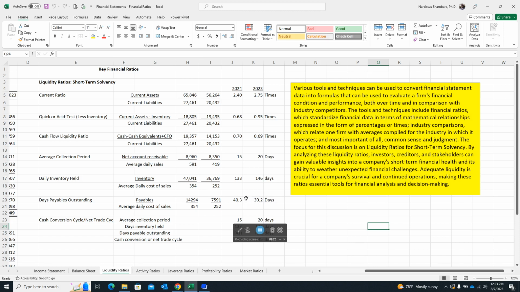They simply reflect the organization actually negotiating good terms for themselves, right? So in addition to that, we also have the daily inventory, how quickly they are turning over the inventory, right? As we noticed up there, when we were calculating the acid test ratio, we noticed that the inventory is really having quite an impact.